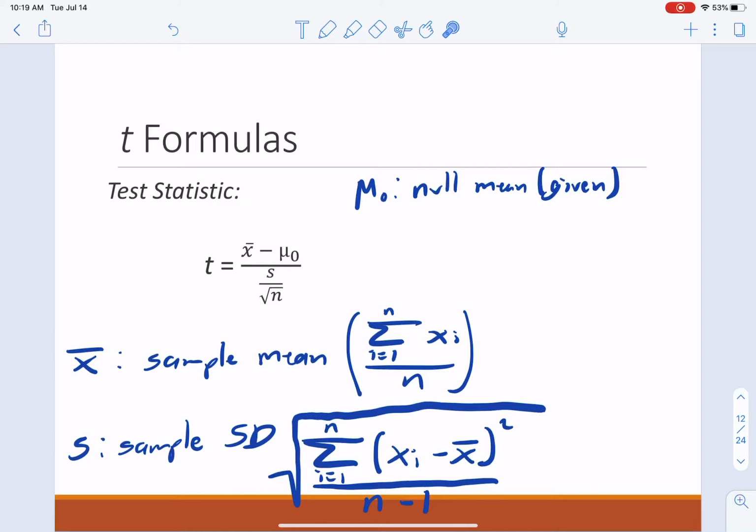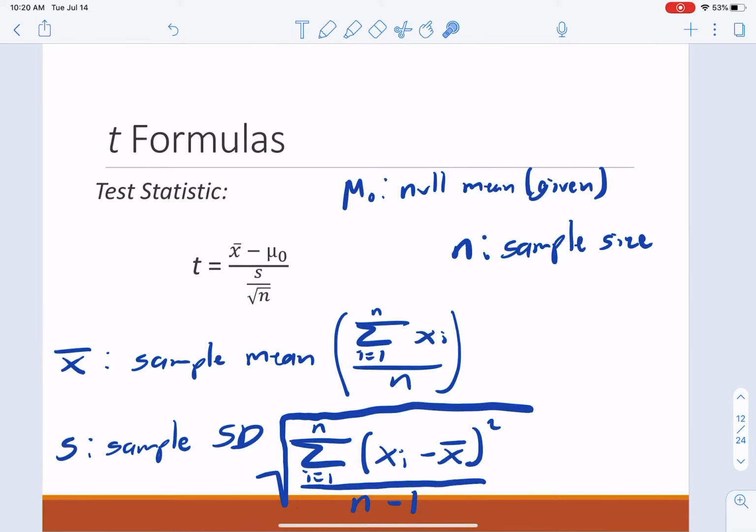All right, what else? Oh yeah, and n. Well, n is just sample size, the number of things. And that's it. So this is all fairly familiar. We saw this with the idea of proportions, with this test statistic. This is the same idea. We're going to plug this value, whatever it is, into this thing.